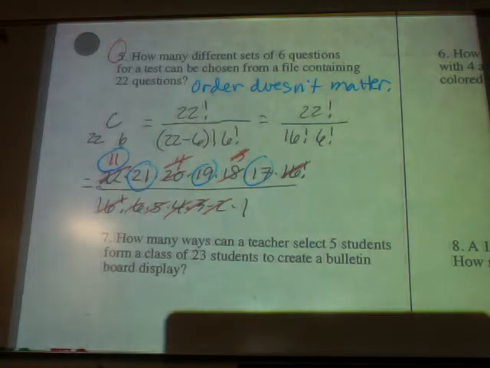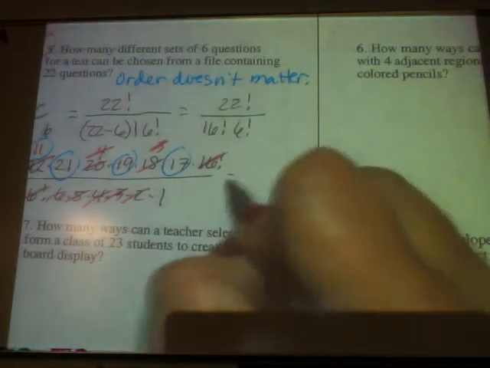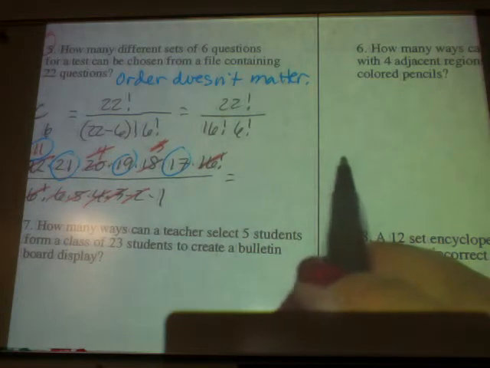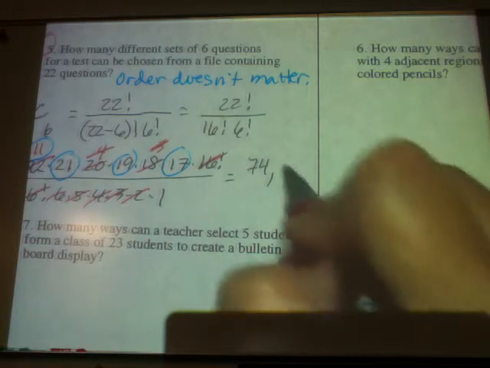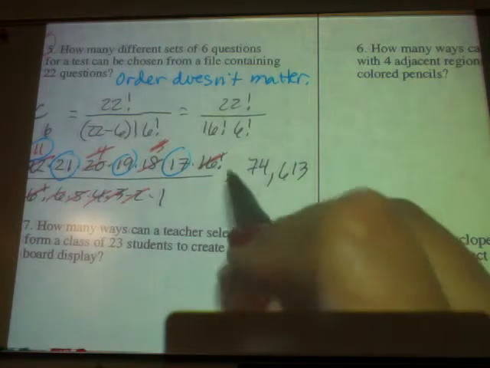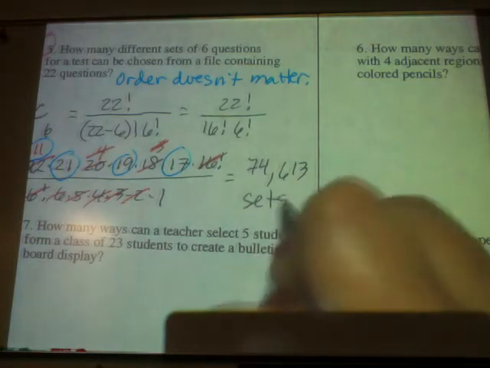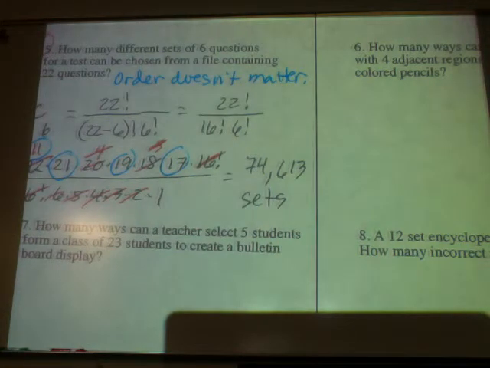So if I multiply those together, I get 74,613 sets of questions. That's a lot of different tests.